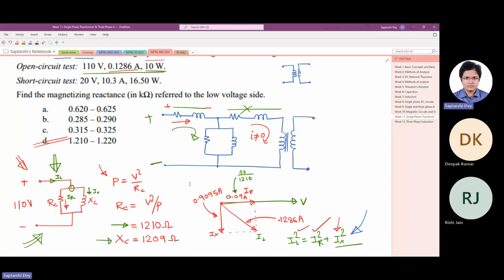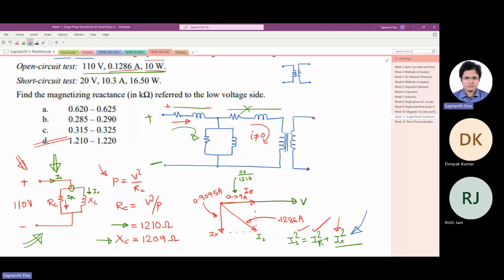Open circuit test gives us the core loss, that is the information about the magnetizing branch of the transformer. Now, short circuit test, we are short circuiting the other side. So you do not need rated voltage for the rated current to flow, since the other side is short circuited. Only a small amount of voltage can make the short circuit current flow.